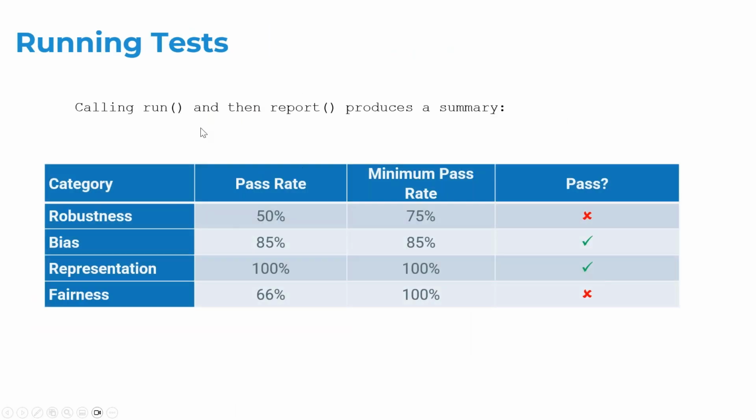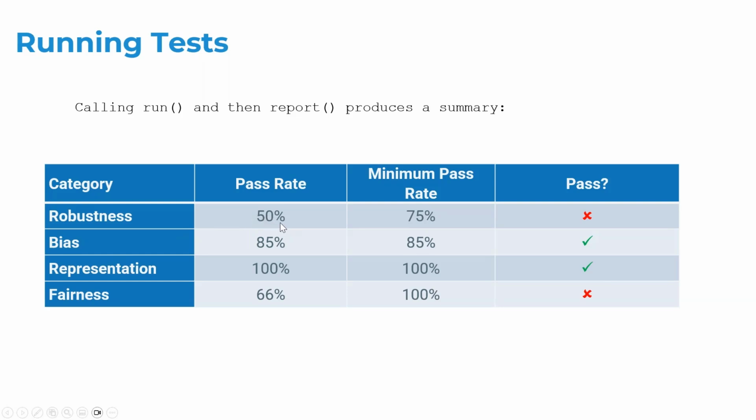So the final report is just a table where you can get the category or the test that was applied, and then you can get a pass rate and you decide what would be the minimum pass rate to say that the model passed the test or not. So the idea here is that every different category or every different test will have a rule to determine if it passed or not.